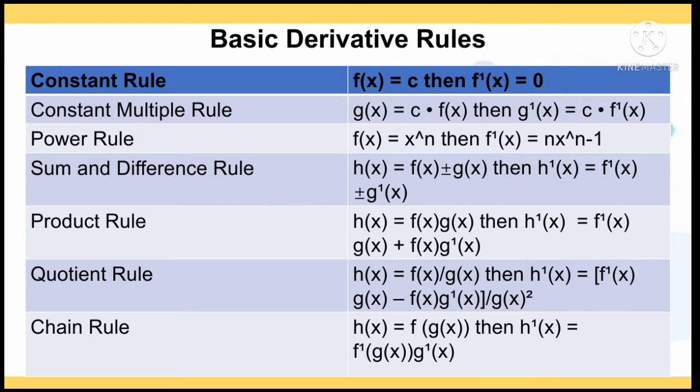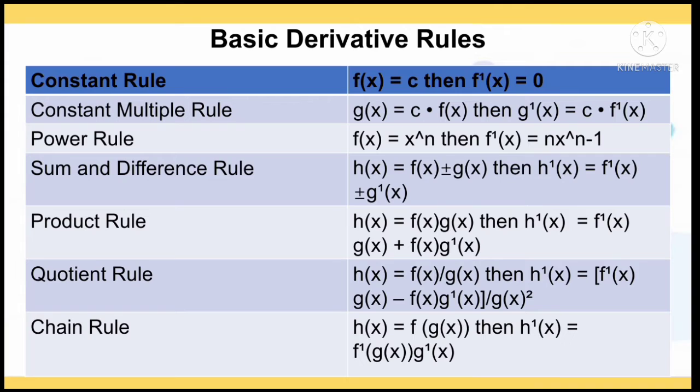The second one would be the constant multiple rule, where g of x is equal to c multiplied by f of x, then g prime of x is equal to c multiplied by f prime of x. Next would be the power rule, and if f of x is equal to x raised to n, then f prime of x is equal to n x raised to n minus 1.